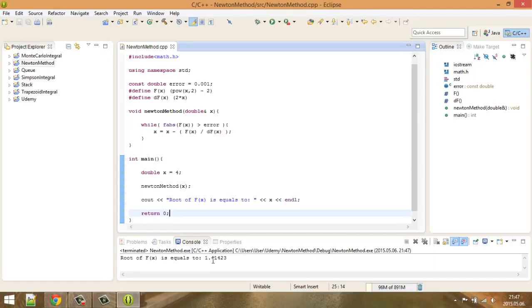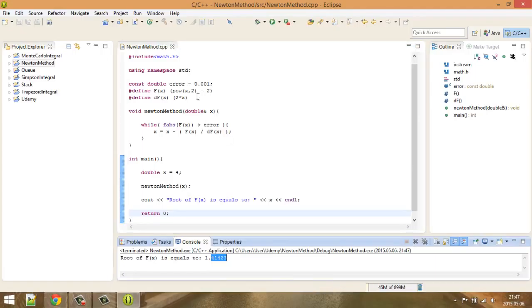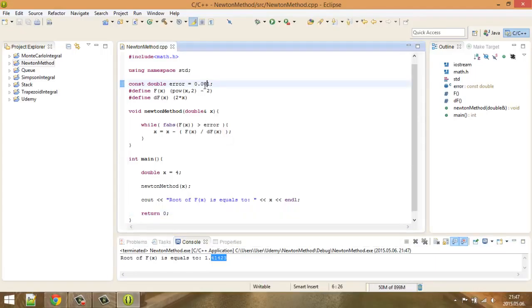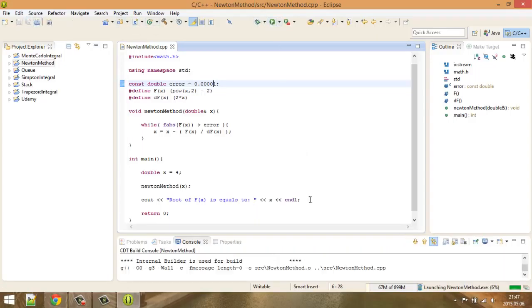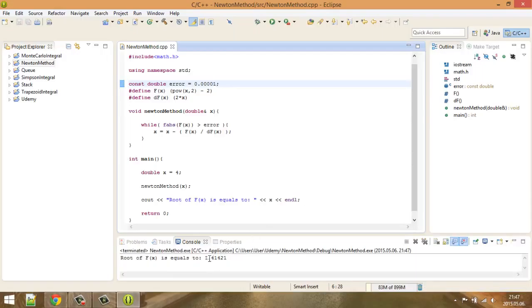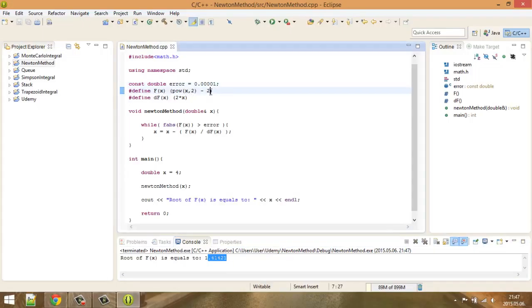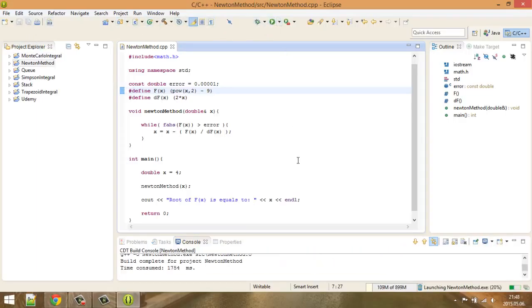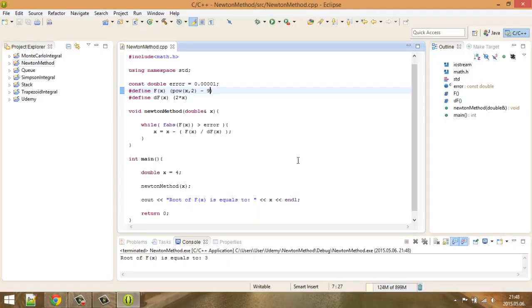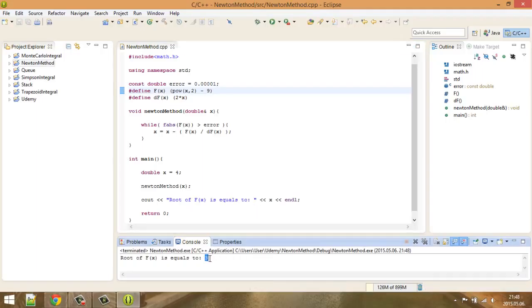And yeah, 1.41. If we set the error term to be very low, then we get a better solution. Yeah, something like this. And just to make sure, for example, if we want to get the square root of 9, of course we should get something like 3. And we get precisely 3.